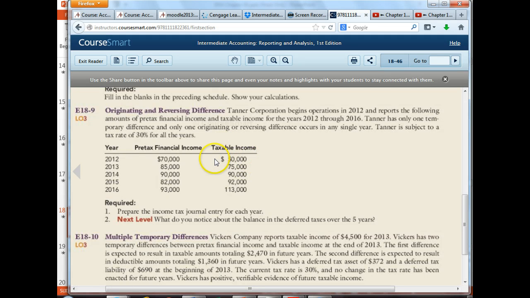Are we paying more taxes or less taxes than our financial income? We're going to be paying less, which means ultimately this extra taxes is going to be due in a future period, isn't it? So it's going to be a liability. Okay? Guys, look what happens in 2014. The financial income and the taxable income are the same.